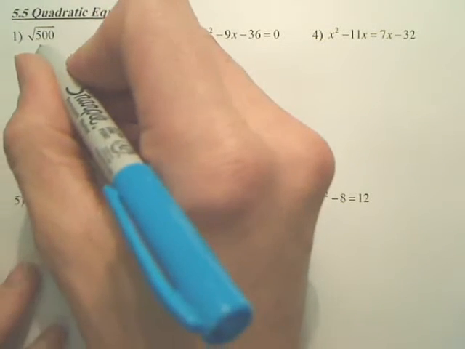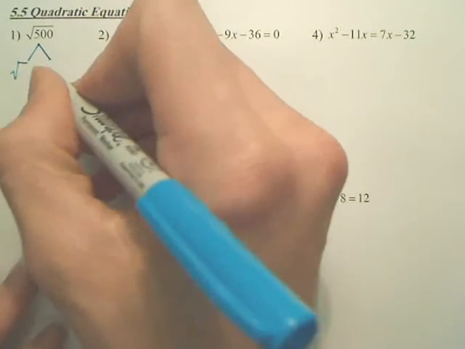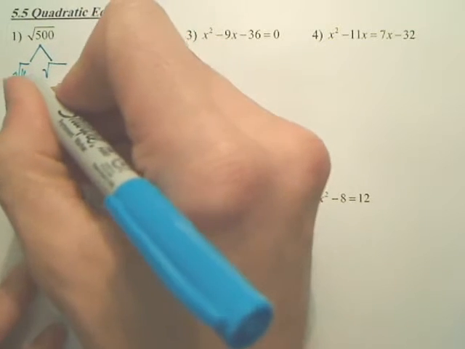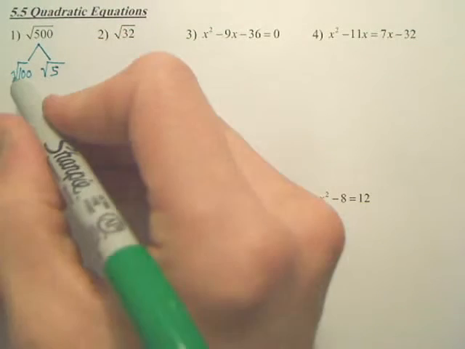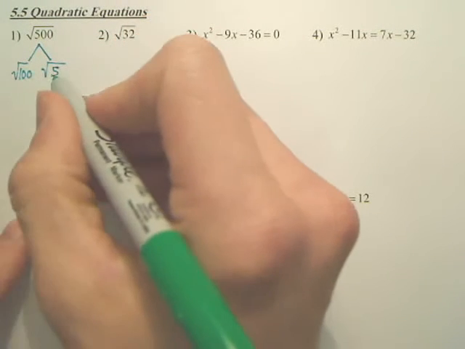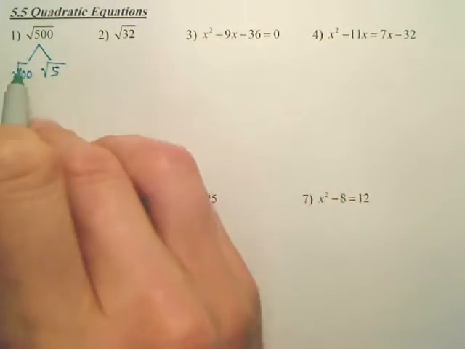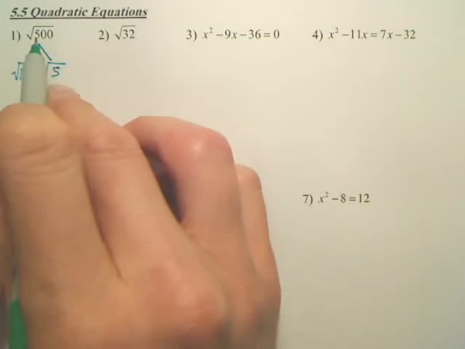If you know your square roots, you should notice that 100 times 5. Hopefully that's pretty obvious. The square root of 100 is 10. The square root of 5 is the square root of 5. Do you understand? 100 times 5 is 500.